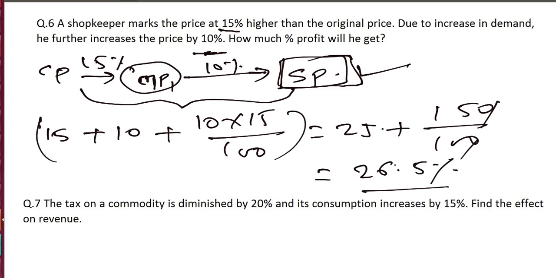So he is selling his product at 26.5% more than the cost price. That's why his profit is 26.5%.